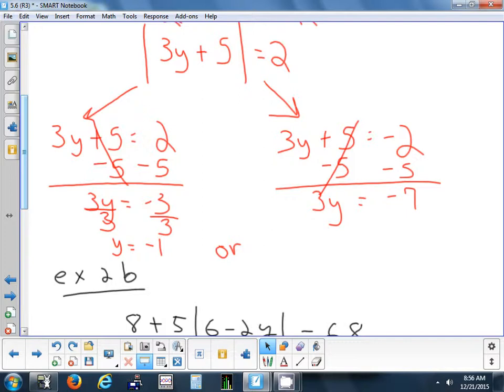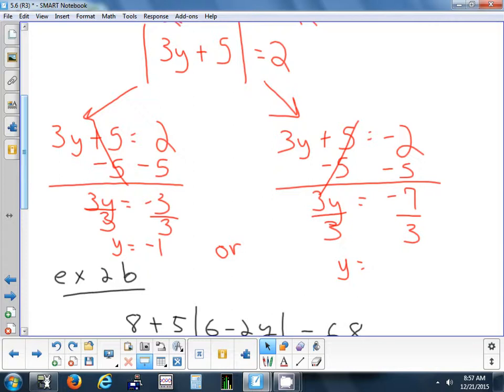Anybody know? Rose? Last step for this one? You divide by 3. Divide by 3. Y equals, Rose? Y equals. But 3 isn't going to 7. Yeah. So we can just leave it as negative 7 over 3.